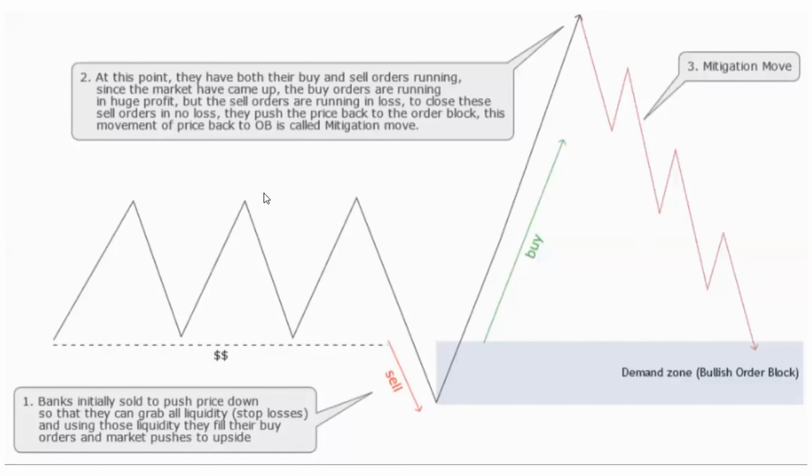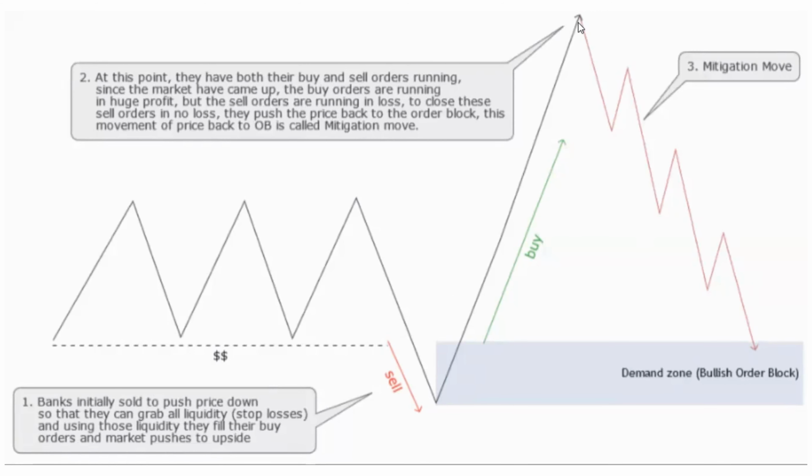So here you see what happens. They have a range. They have liquidity. So what they are doing, banks initially sold to push price down so that they can grab all liquidity. So they are selling to push the price down, okay? And then what they are doing, they are buying, okay? So at this point, they have both buy orders and sell orders running. So yeah, they are buying and they're selling.